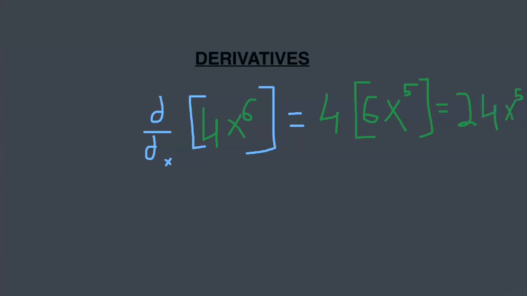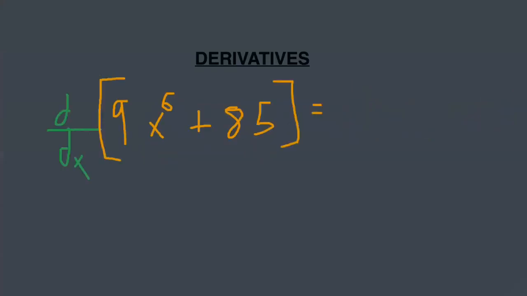So now let's combine everything that we learned and see if we can find the derivative of something that has both a constant and an exponent. Okay, for this question, try it out yourself before you continue. Okay, so let's take a look at this question.